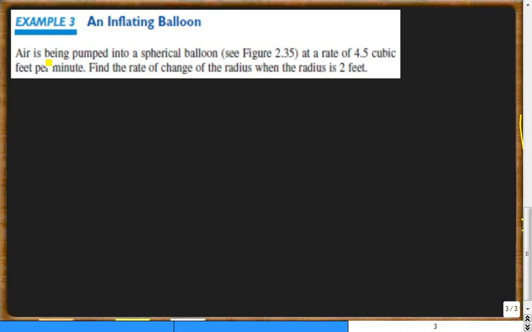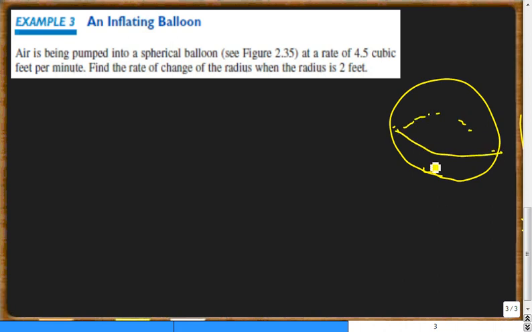Now, let's look at another one. So, air is being pumped into a spherical balloon at a rate of 4.5 cubic feet per minute. Okay, so we think of a balloon. So this is my balloon. So air is being pumped into this balloon from a pump, I guess. It's being pumped in at 4.5 cubic feet per minute.